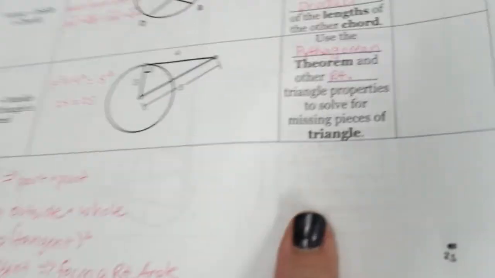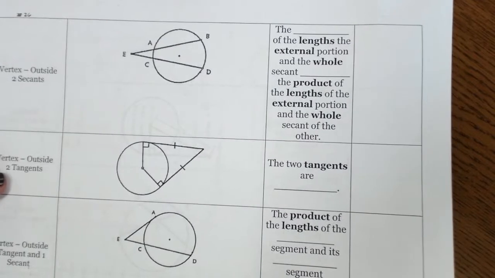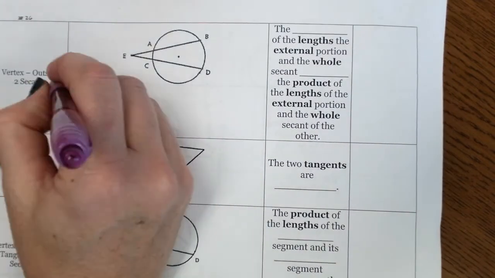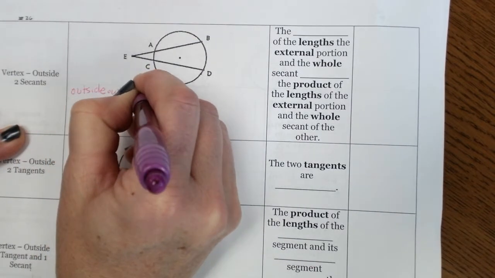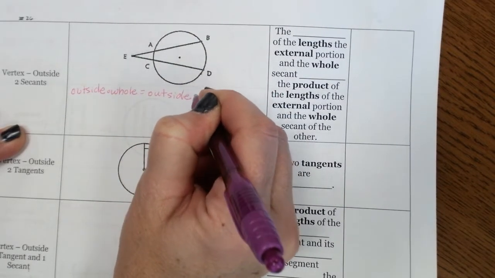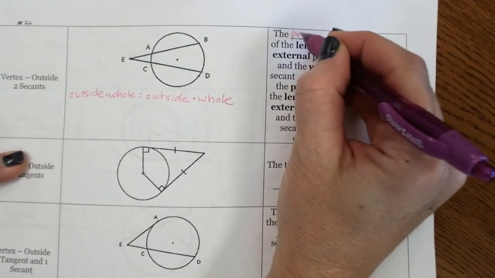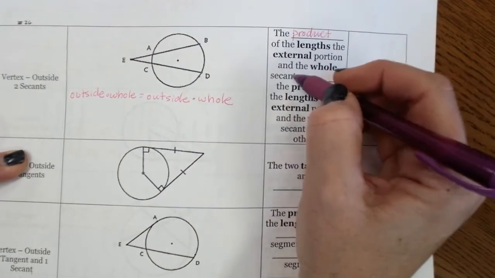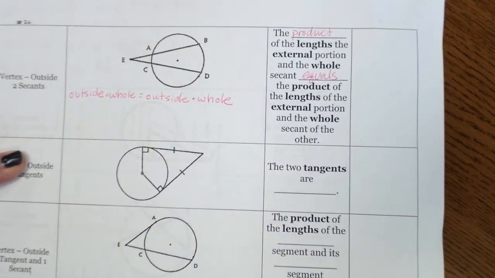So moving on along and turning the page to page 26, we have 2 secants, and if you recall from earlier, it's outside times whole is equal to outside times whole, because there's 2 secants. Outside times whole for the top secant is equal to the outside times the whole for the bottom secant. It says the product of the lengths of the external portion and the whole secant equals the product of the lengths of the external portion and the whole secant of the other.